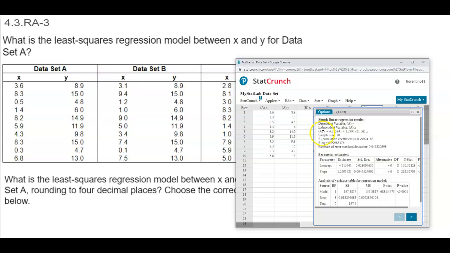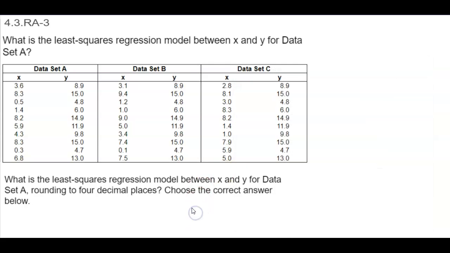We have y equals 4.215941 plus 1.29911721x, where 1.299 represents the slope, and 4.215941 represents the y-intercept. So we'll come back to that data.